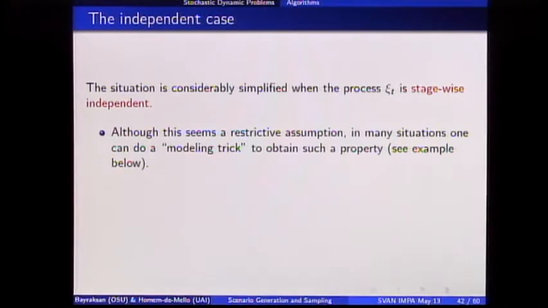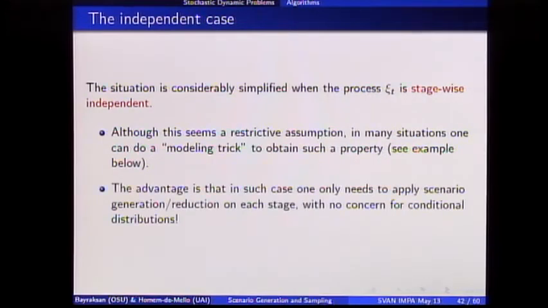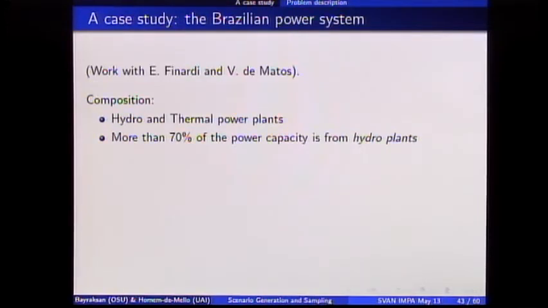So you may say, but this is very restrictive, having this independence. It turns out it's not so much, and we're going to see an example in a second, just to show a case where sometimes you do a modeling trick to get this. In some cases it's possible. You cannot do that all the time, but in some cases it works. And we'll see how one situation like that can be done. Then of course, if you do that, you don't have to worry about these conditional distributions. It's much easier. So here's the case.